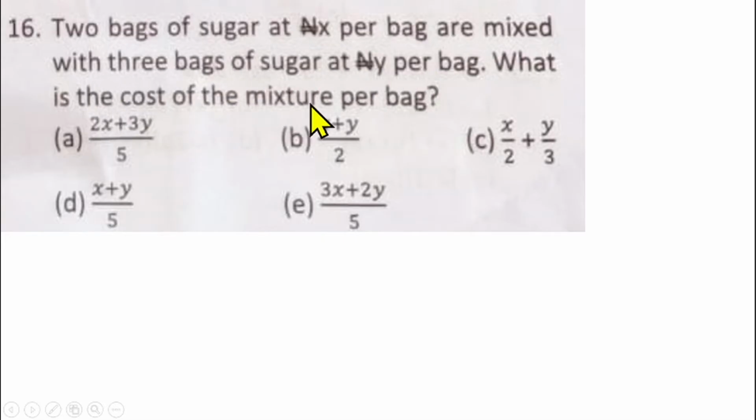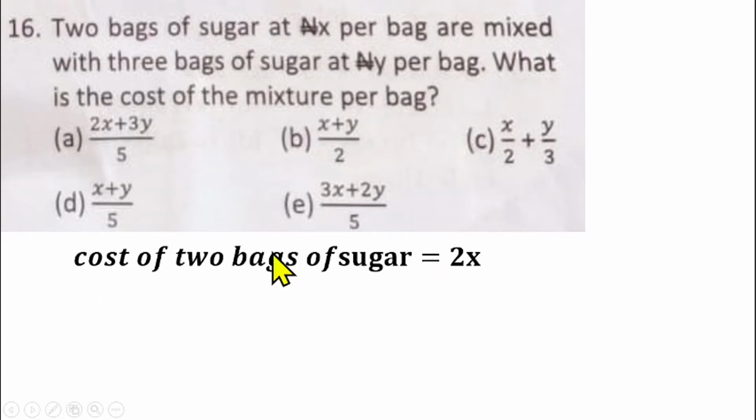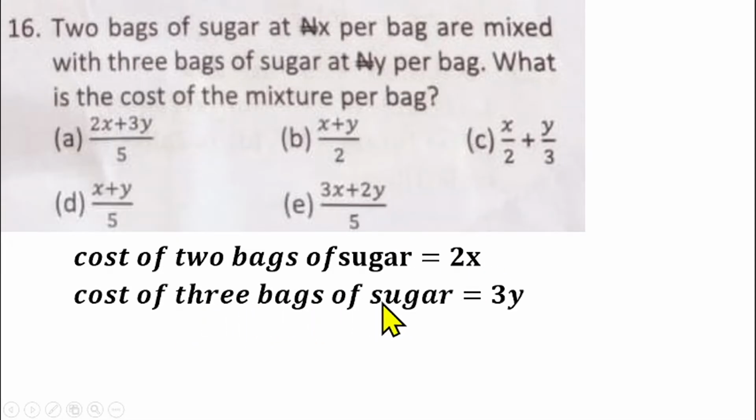What is the cost of the mixture per bag? So the cost of the 2 bags of sugar is 2x, because if x naira is per bag, and we are talking about 2 bags, that will give us 2x. Then the cost of 3 bags of sugar will be 3y, since each bag of sugar is y naira. So the cost of the 3 bags of sugar will now be 3 times y.